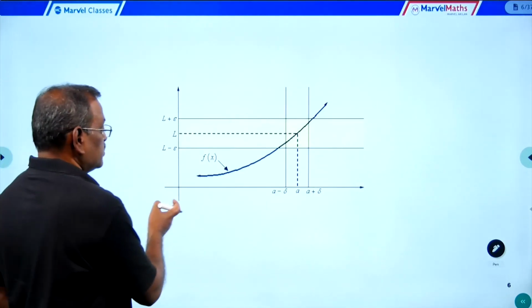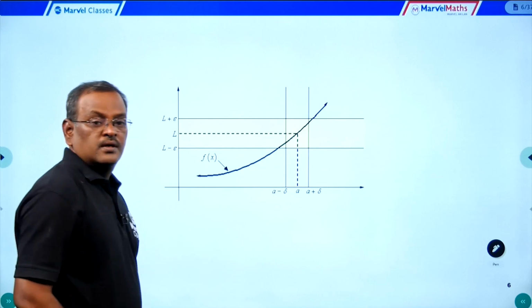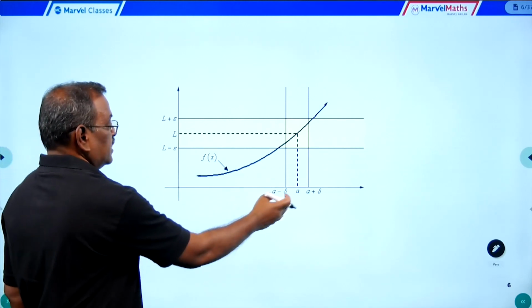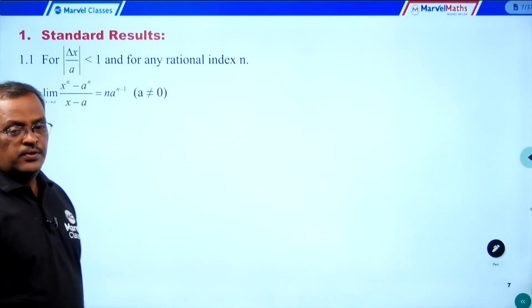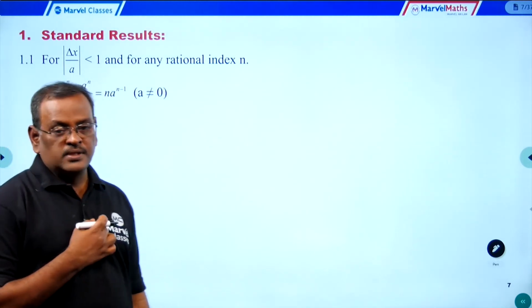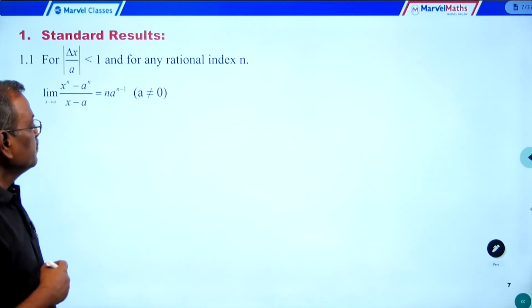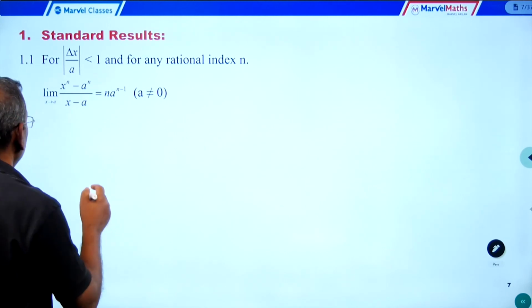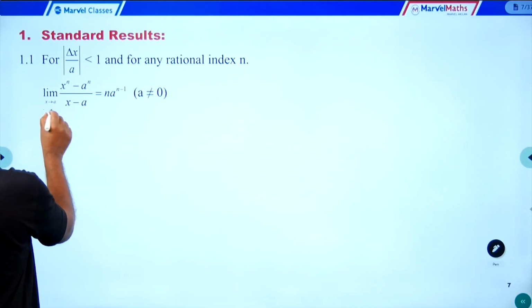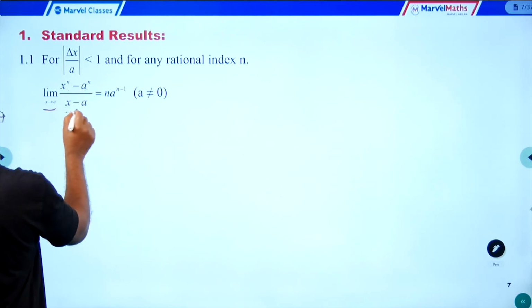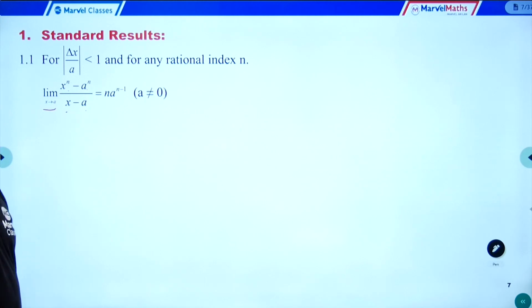So as x approaches a, f of x approaches L, based on this definition. There are a few standard formulas for limits. You can directly apply these formulas for numericals. The first limit is the algebraic expression, that is a special type. Limit x approaches a, x power n minus a power n by x minus a equals n a power n minus 1, where a is a non-zero number.